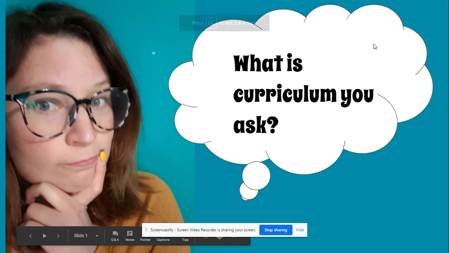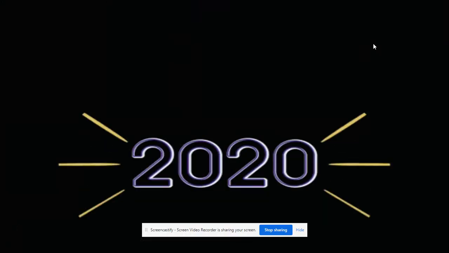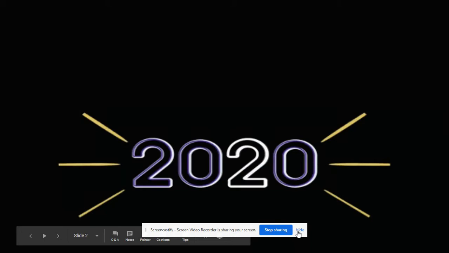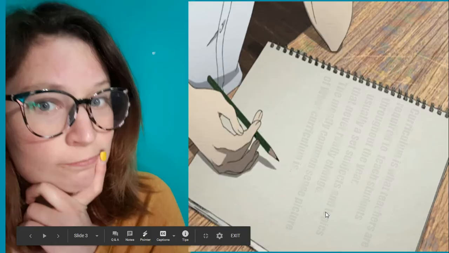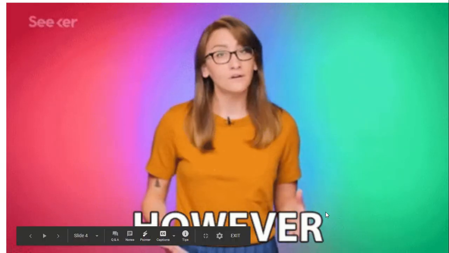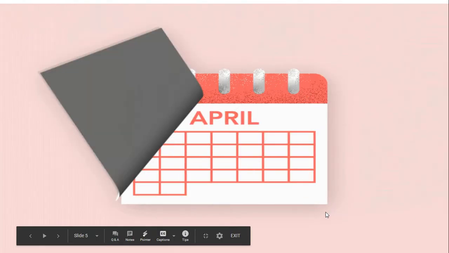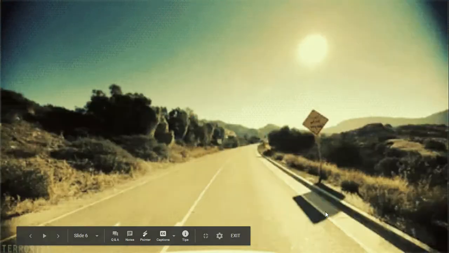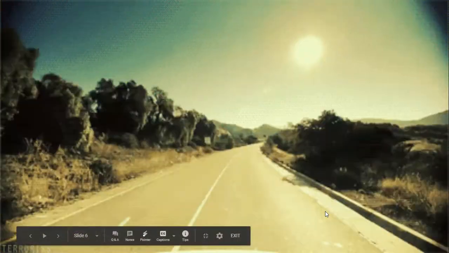What is curriculum, you ask? At the start of 2020, I would have said curriculum is what teachers are required to teach students throughout the year. Usually a set of subjects and topics that never really change. However, over the past 4 months, I've come a long way learning how much more complex curriculum really is.